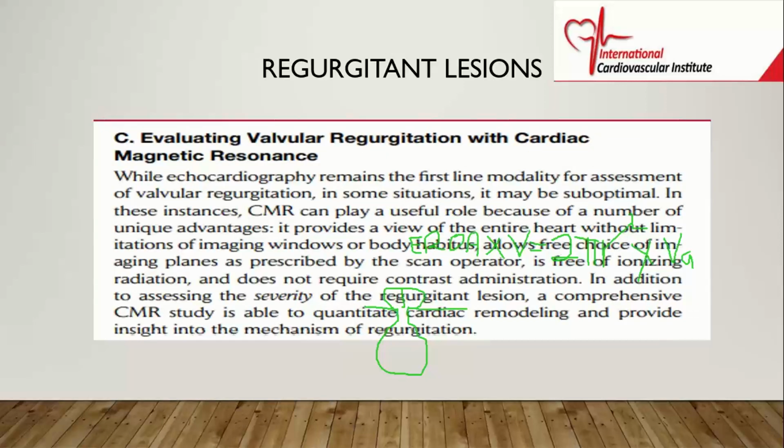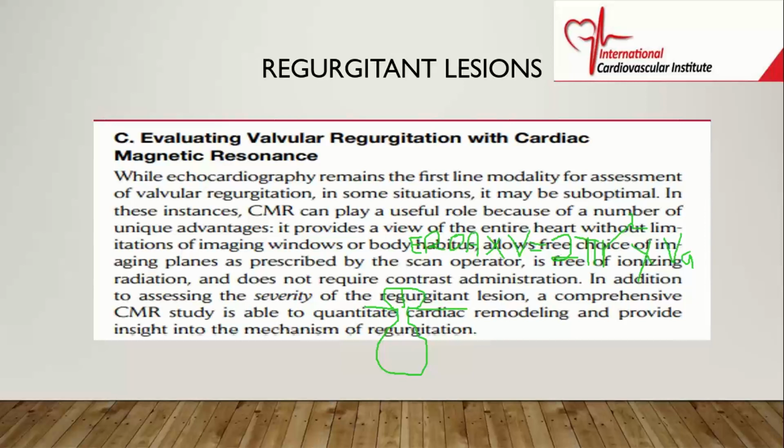Okay, so while echo remains the first line modality for assessment of valvular regurgitation, so echo is portable, it's easy, it's quick to do. It may be suboptimal in some patients. In these instances, then cardiac MR can play a useful role because of a number of unique advantages. To be honest, cardiac MR is the gold standard. It's just that we can't swing an MRI machine into any place. It's not very portable, it's not very convenient.